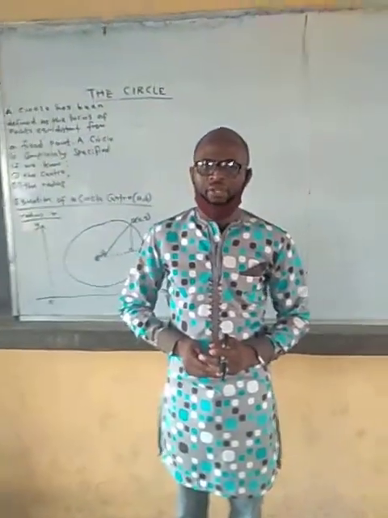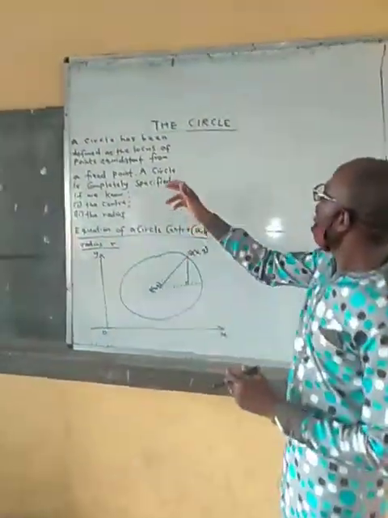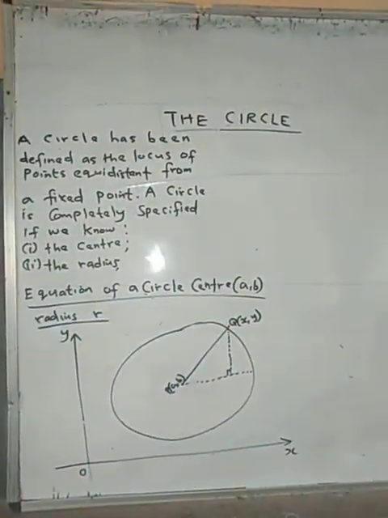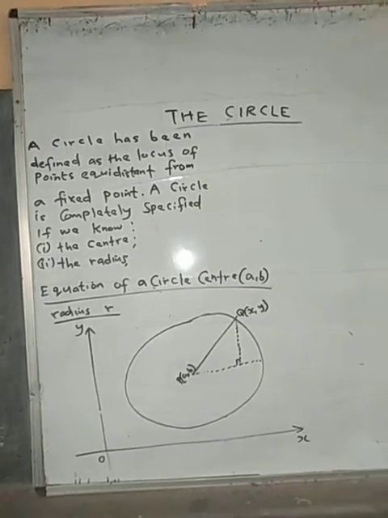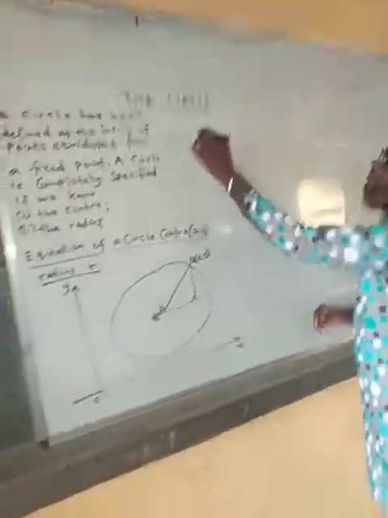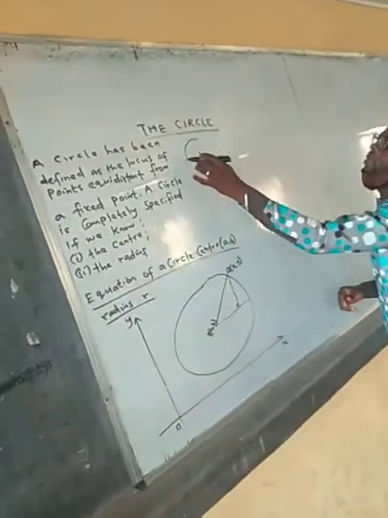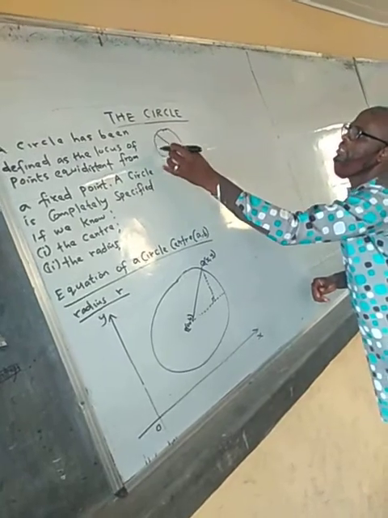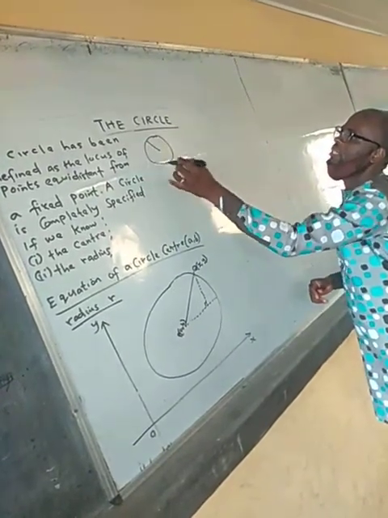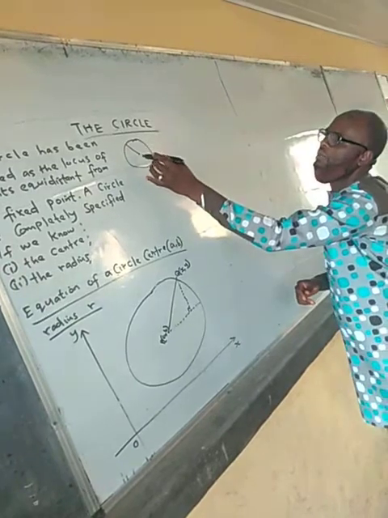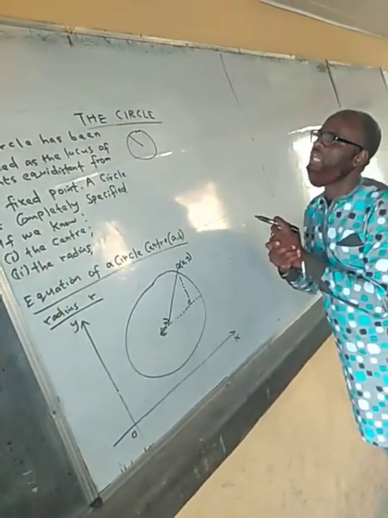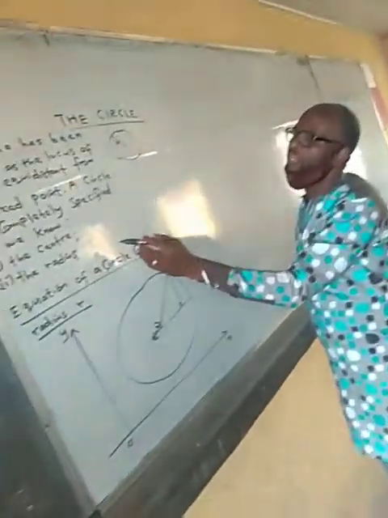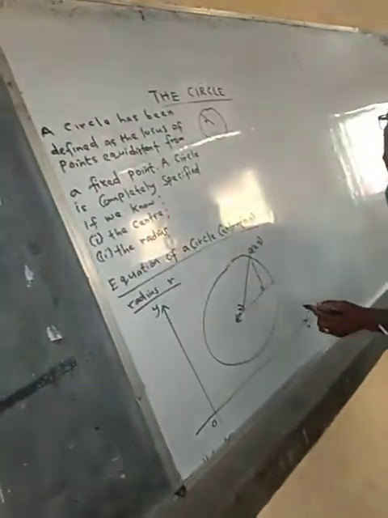Into mathematics immunity. Now the topic today is the circle. A circle has been defined as a locus of points equidistant from a fixed point. If you have a fixed point, the circle will be the locus equidistant from the fixed point. So any point on this circumference is equidistant from the center, and that will be your radius. A circle is completely specified if we know the center and the radius.